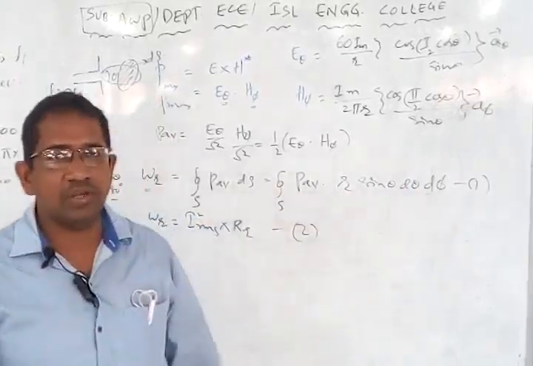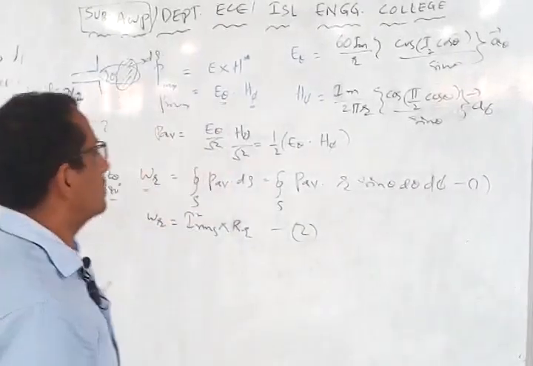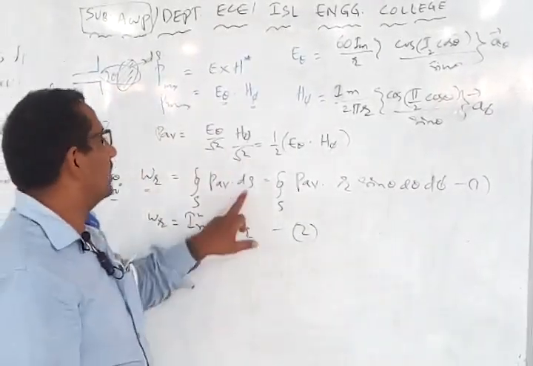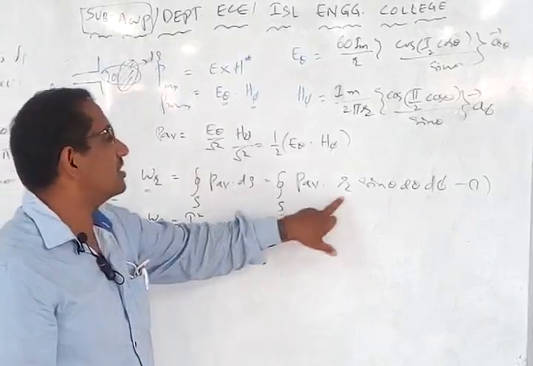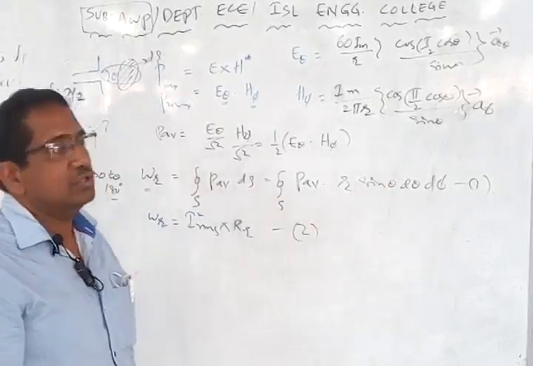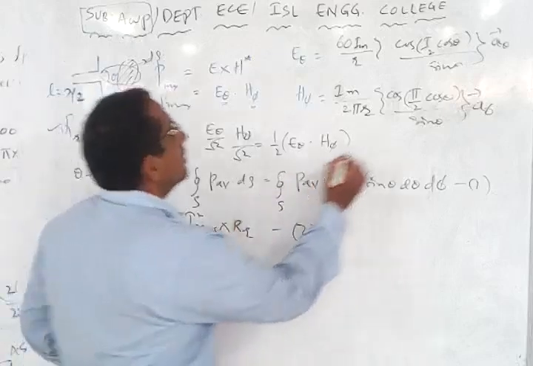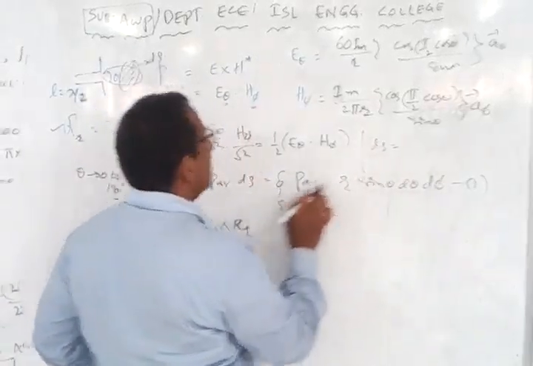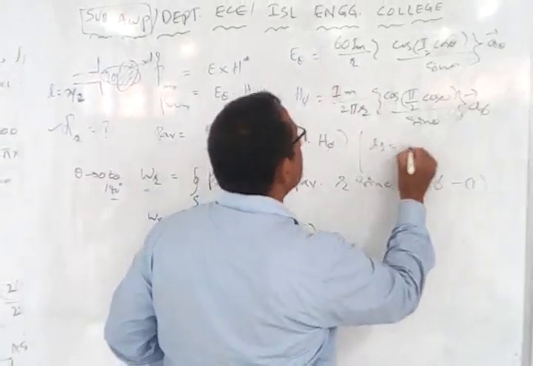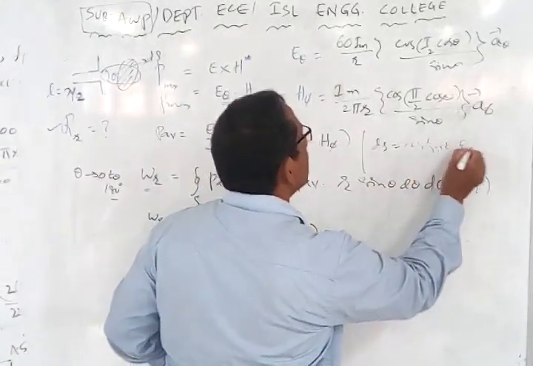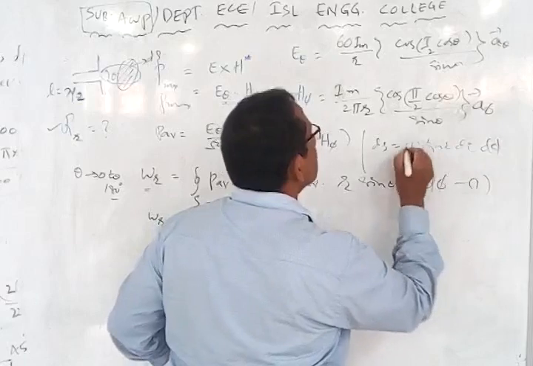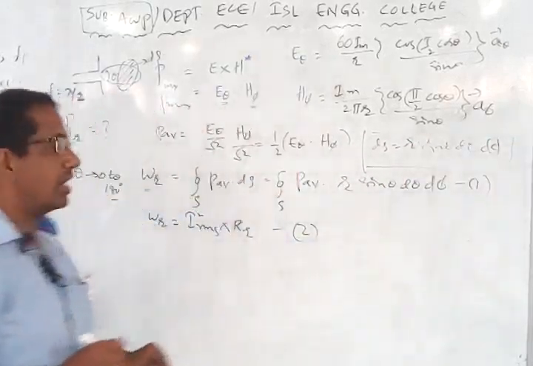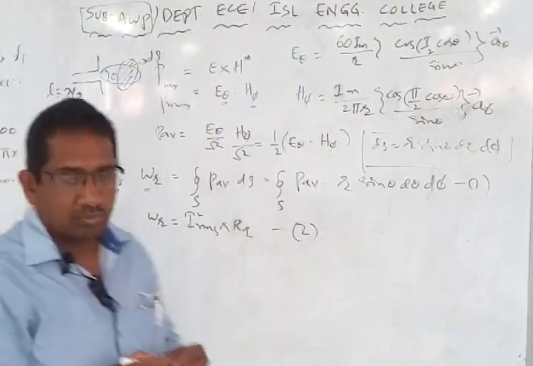From EMTL, we have studied in spherical coordinate systems that ds can be written directly as r sin theta d theta d phi. You should compulsorily know this: the incremental or differential surface area is equal to r sin theta d theta d phi. We should know this beforehand to solve this particular problem.